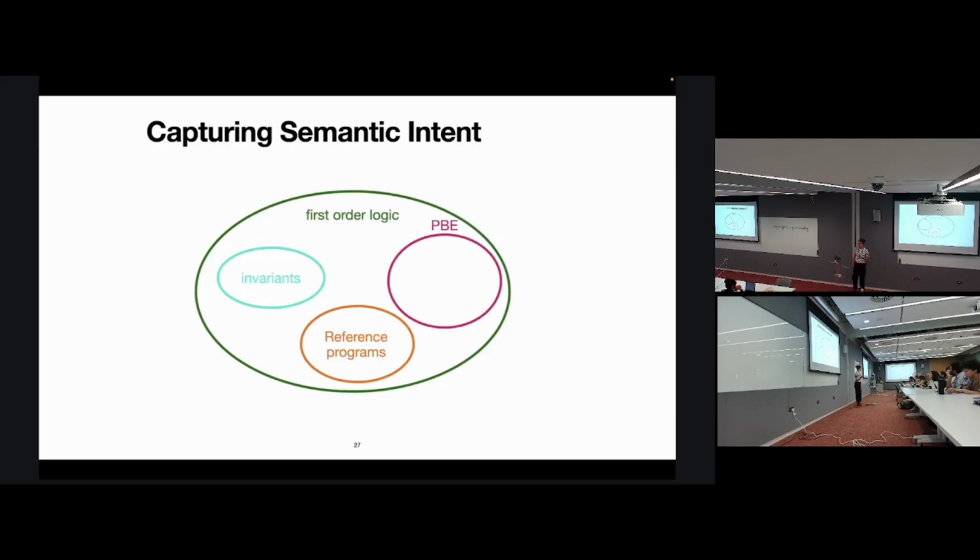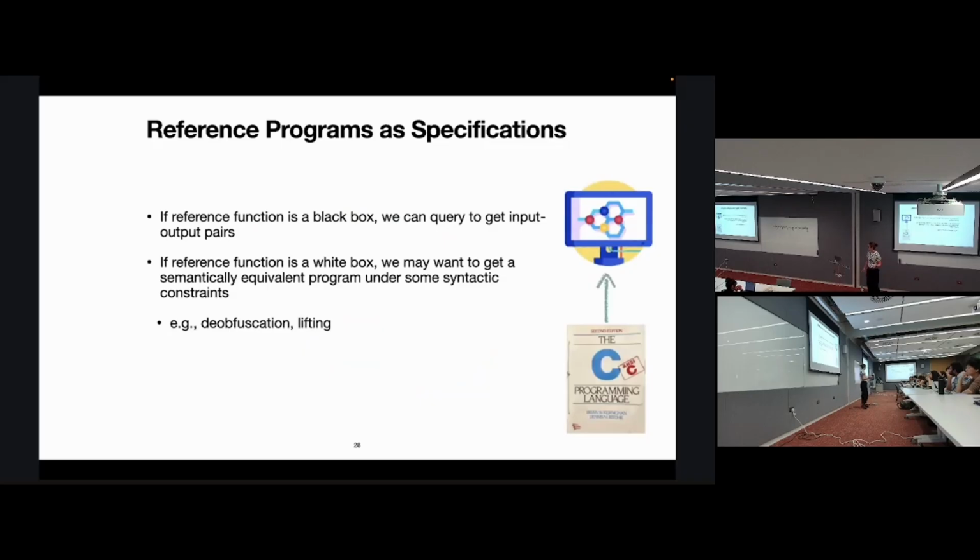Okay. Reference programs. Someone mentioned this. Maybe you have an inefficient program, but it does what you want, and you want to find an efficient one. That's pretty easy. You can query it to get input-output pairs, and then we're back in the world of PBE.